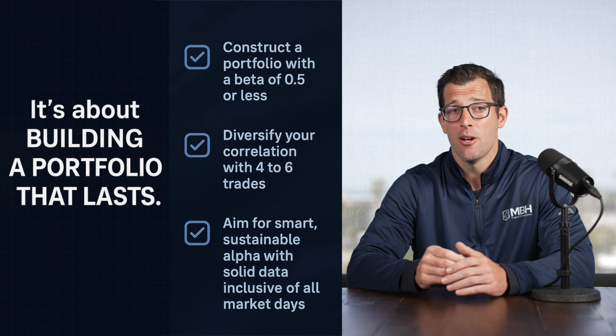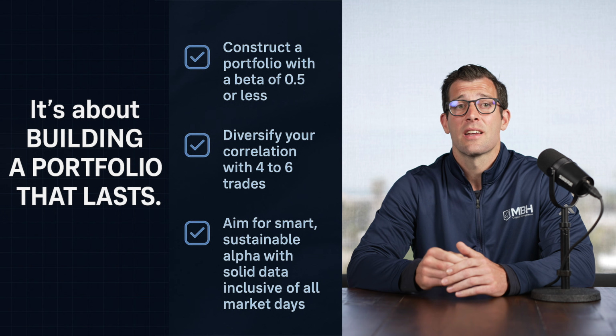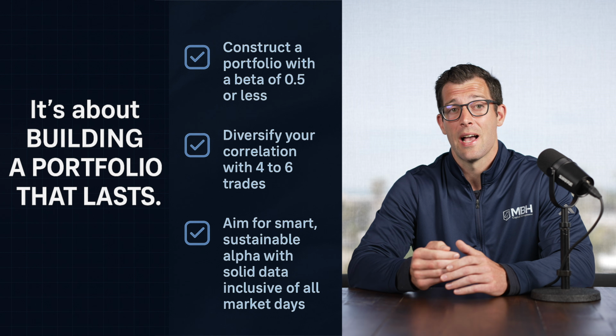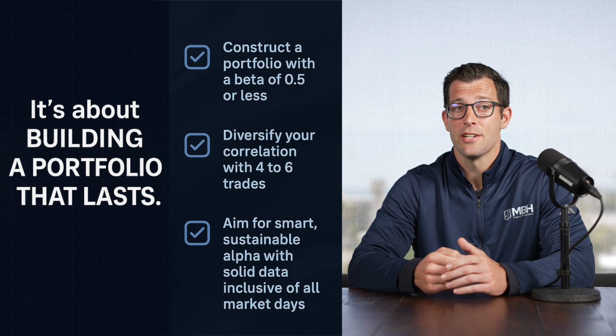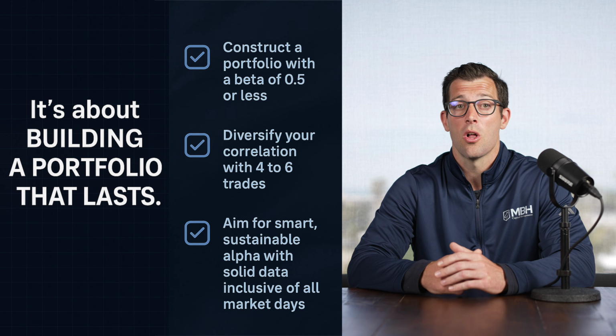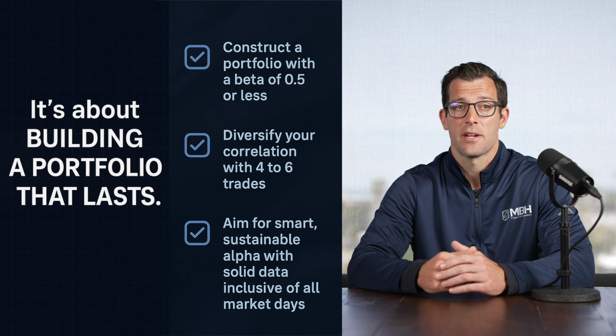At the end of the day, trading isn't just about picking stocks or trading one strategy. It's about building a portfolio that lasts. Construct a portfolio with a beta of 0.5 or less, diversify your correlations with at least 4 to 6 trades, and aim for smart, sustainable alpha with solid data inclusive of all market days.